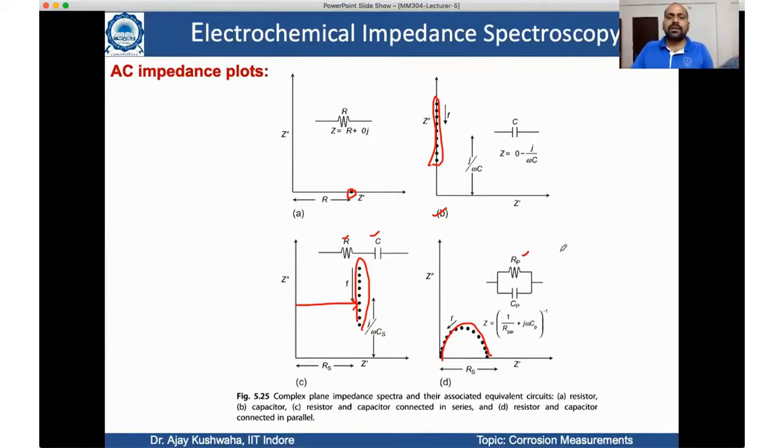So these different natures show what different kinds of circuit elements are there and how they are connected to each other, in parallel, in series, or a mix of these. So that understanding needs to be understood if we are going to analyze electrochemical impedance spectroscopic data.